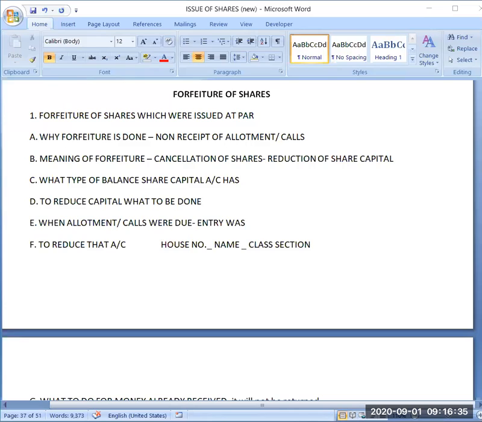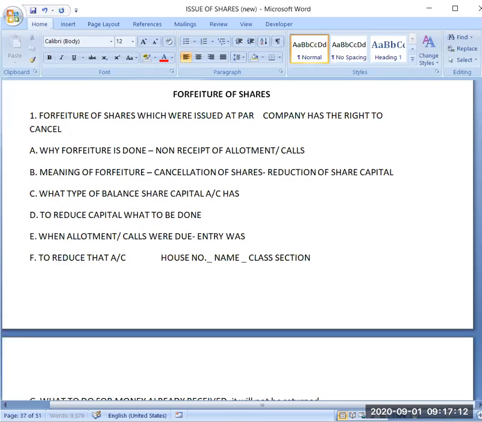Two or three reminders will be sent to them that this amount is due for allotment or for the first call or for the final call, whatever they have not paid, and please pay it within the next 14 days. You will give them time to pay. You will give them 2-3 reminders, and even if they don't pay the amount, then the company has the right to cancel the shares. That cancellation of shares is termed as forfeiture of shares.